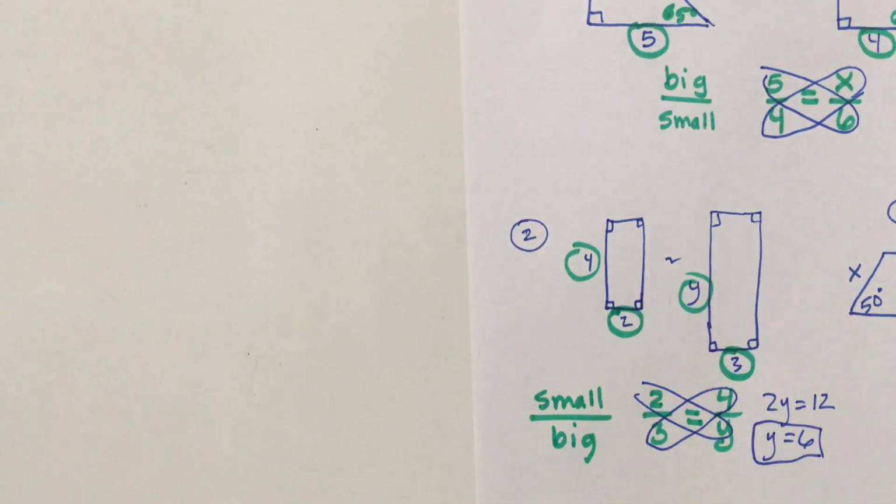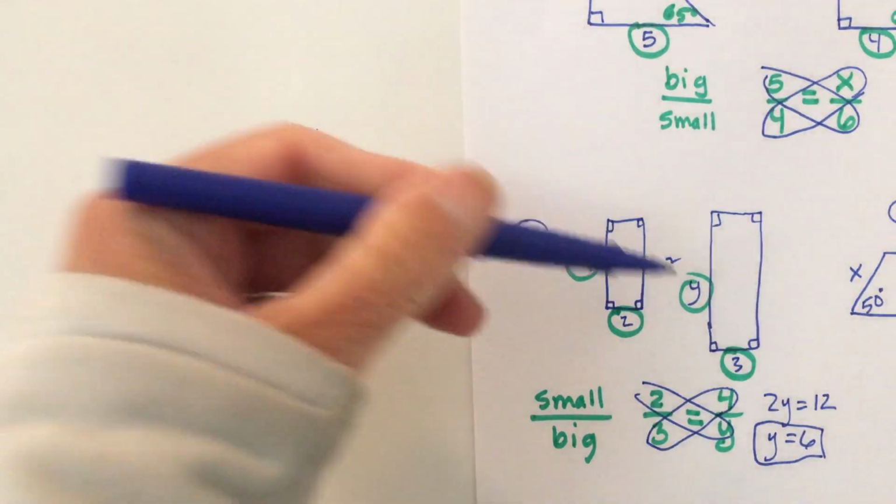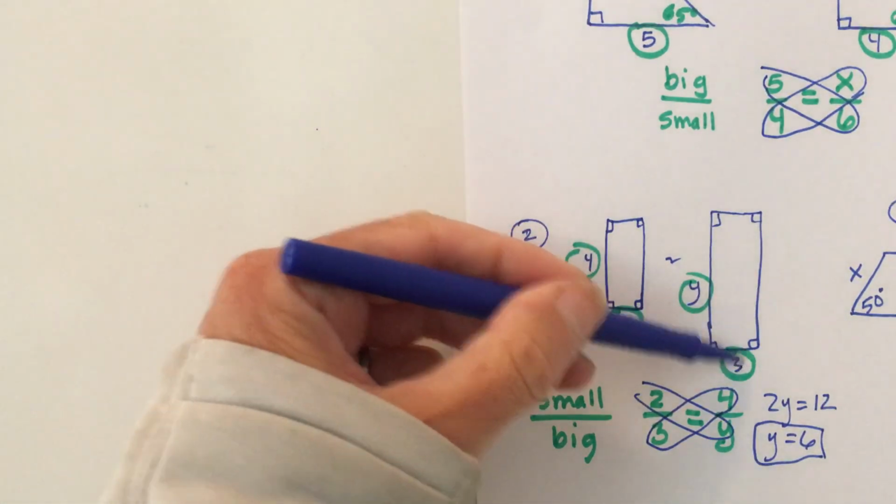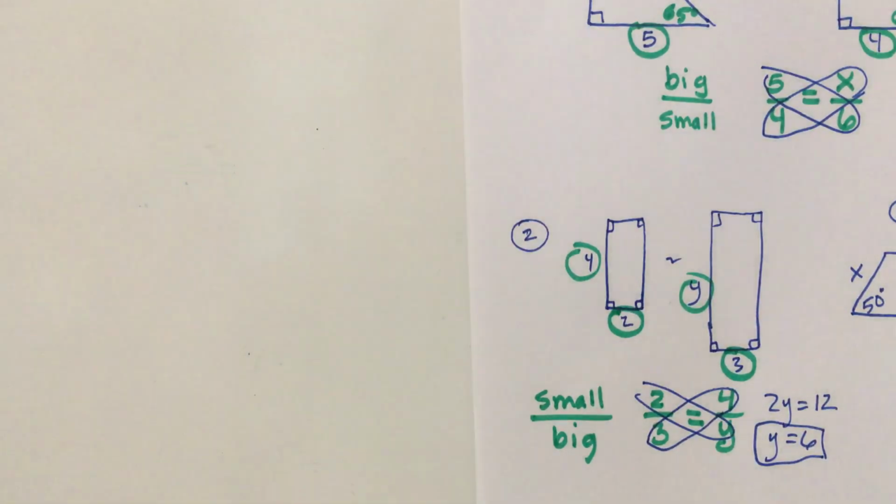And then just check your shape to make sure that makes sense. Okay, this right here is a 6, which is bigger than the 4, so that makes sense. Okay, all right, we're going to do one more problem.